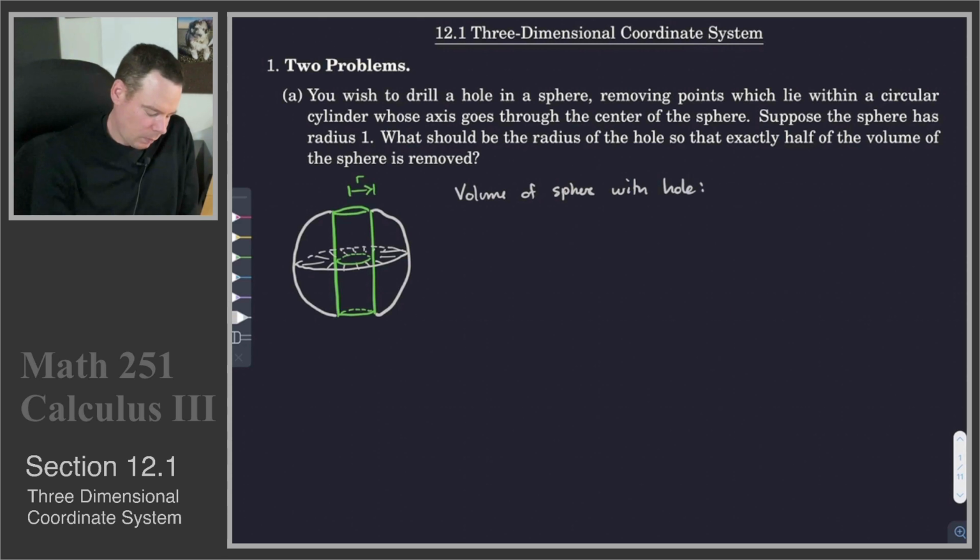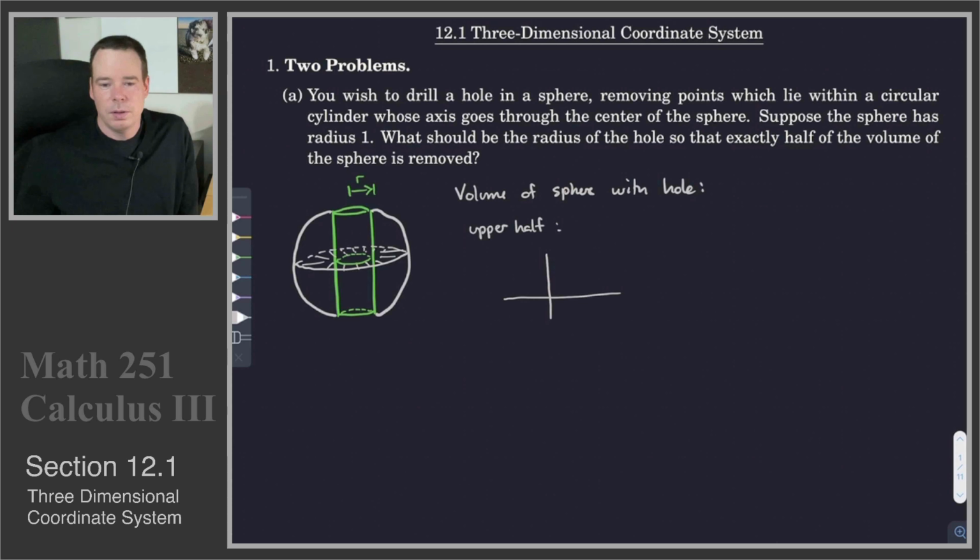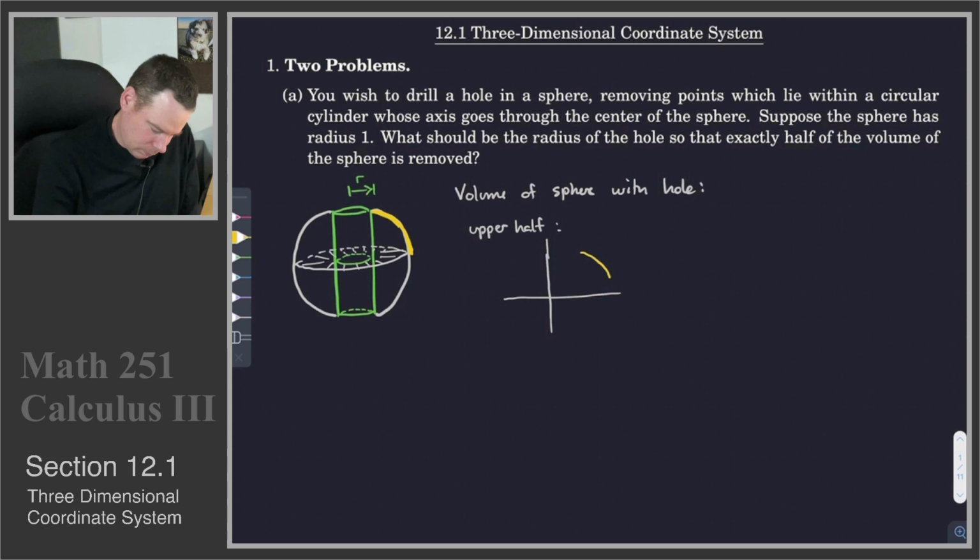How are we going to do that? Well, let's just look at the upper half. Why is that? Because with the upper half, I can now look at it as a solid of revolution by taking a curve. What curve am I interested in? Well, I'll draw that section of the curve. I'll highlight it in yellow. It's this curve right here, which is basically a portion of a circle of radius 1. So there's our portion of our circle of radius 1.